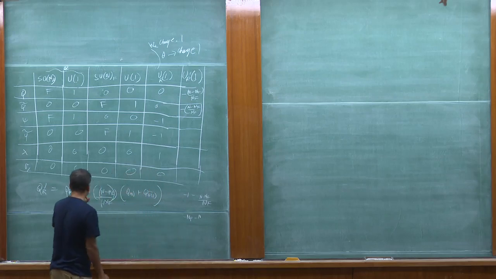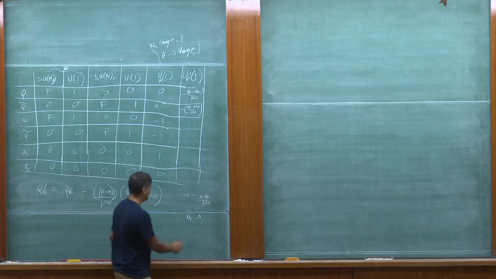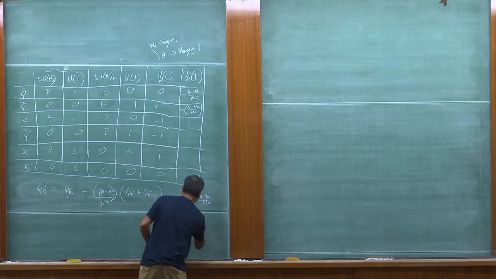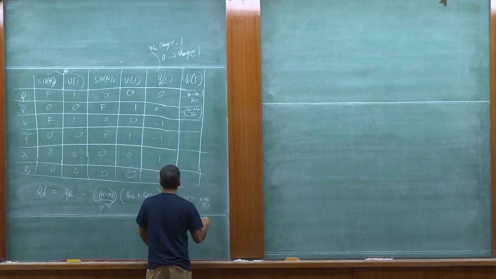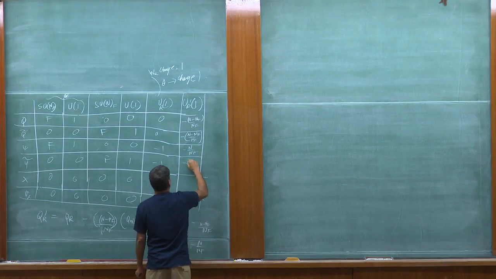Minus n by nf, but what am I doing wrong here? No, there's nothing wrong. It was correct? Thank you. Minus n divided by nf, and minus n divided by nf.